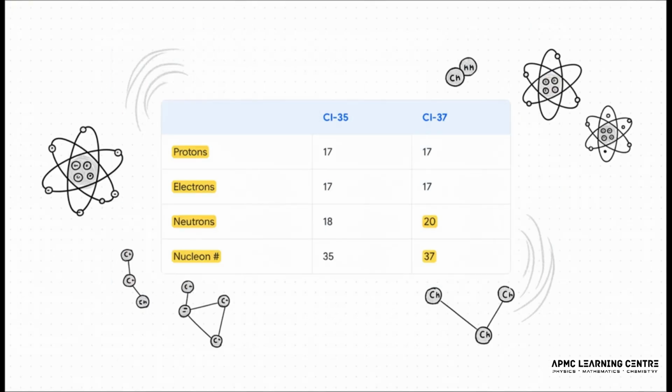Chlorine is a perfect example of this in the real world. You have chlorine-35 and chlorine-37. Both have 17 protons, both have 17 electrons, but look at the neutrons. Chlorine-37 has 2 extra, which pushes its total mass up from 35 to 37.